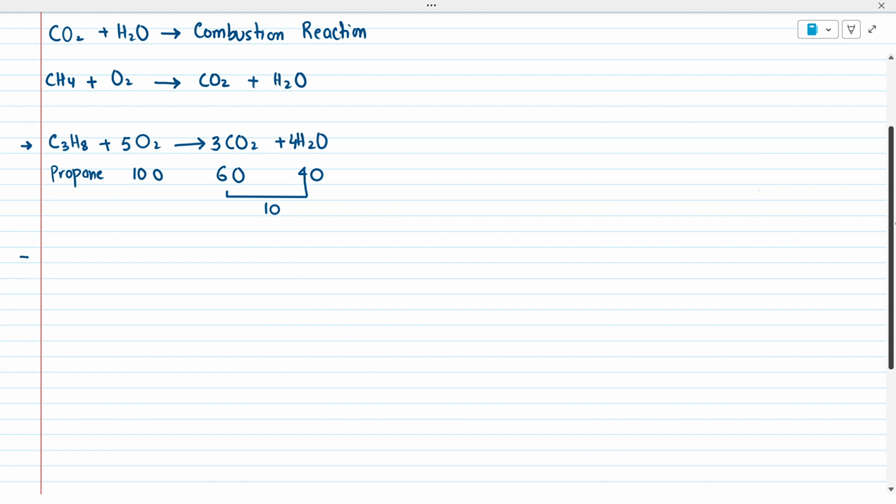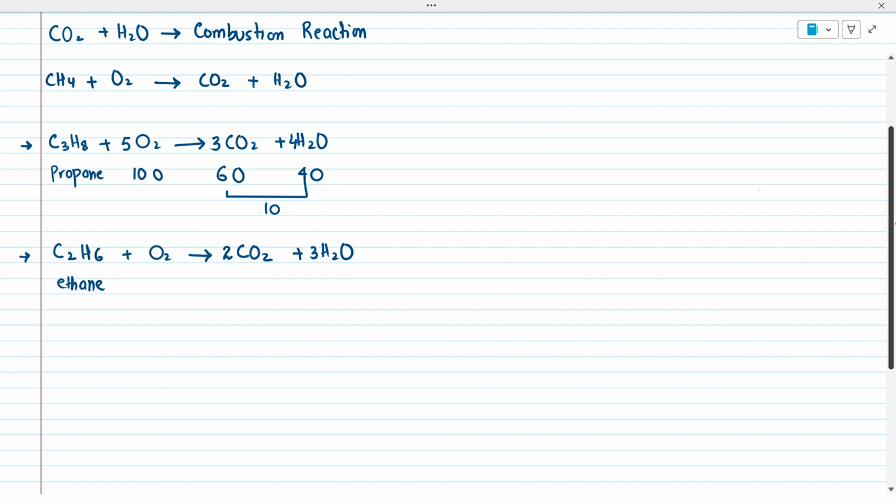Let's take another example. When ethane undergoes combustion reaction, it will produce carbon dioxide gas and water molecules. On the left hand side we have 2 carbon atoms, so it will produce 2 moles of carbon dioxide gas. We have 6 hydrogen atoms, so it will produce 3 moles of water molecules.